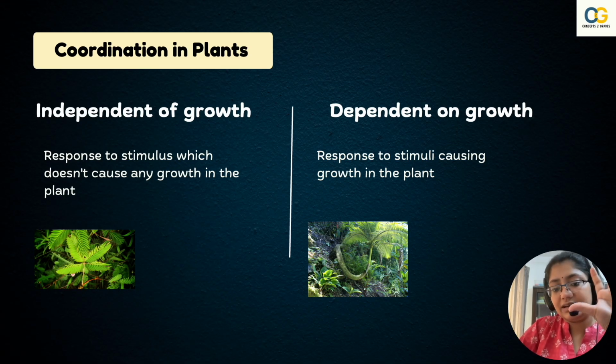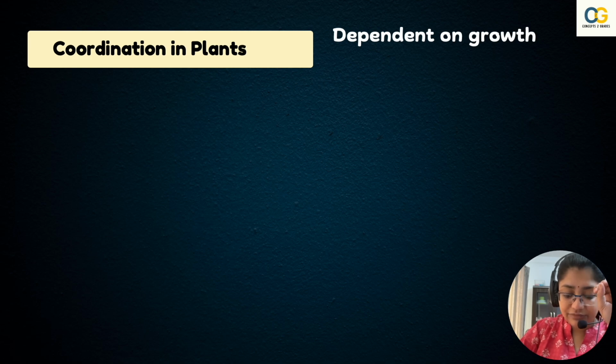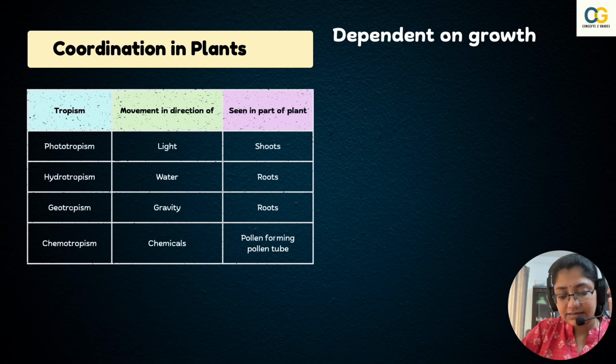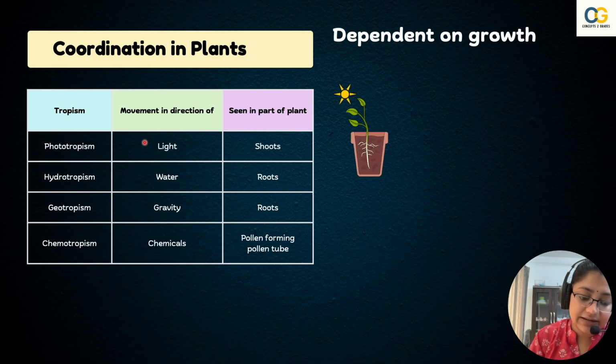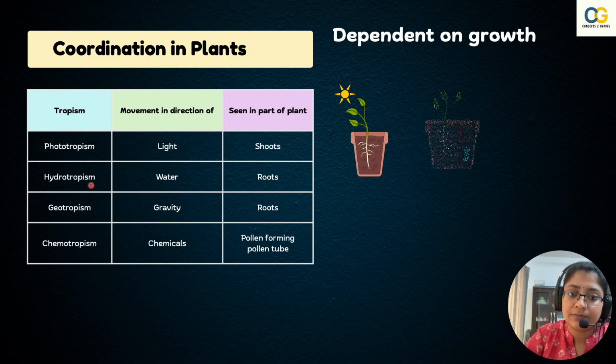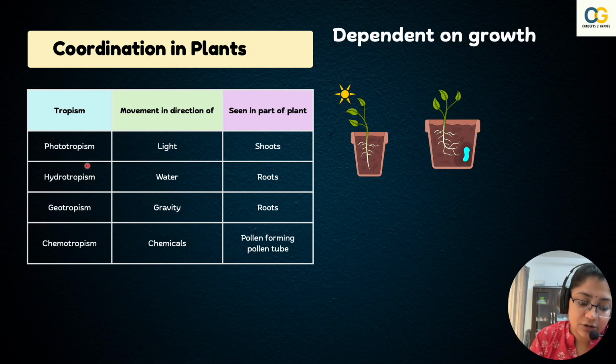So the growth dependent response is called tropism. So there are different types of tropism in plants. The first one is phototropism, which is moving in the direction of light. It usually occurs on the tip of the plant. Like wherever light is, it starts growing in that direction. Second one is hydrotropism, which is moving in the direction of water. You can see that in the roots. Like here, because the water is on this end, the roots started moving towards the water.